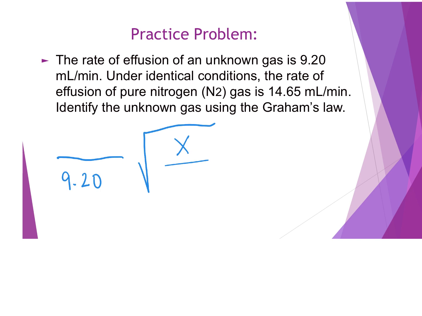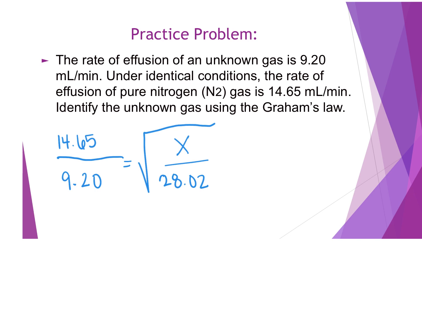So then the rate of nitrogen is 14.65. And then I give you the formula for nitrogen. What's special about nitrogen? It's diatomic. So what's the molar mass of nitrogen? Double that. What's 14.01 doubled? 28.02. If you happen to flip these, we'll end up with the same answer. I just prefer to have x in the numerator. All right, so now we have to solve this.